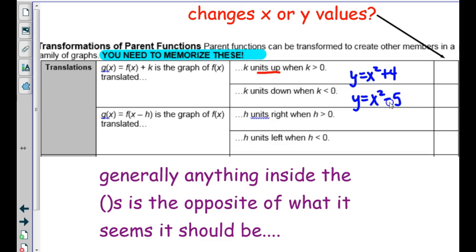Sorry, guys. When you shift something up or down, do the x values change or the y values change in your original ordered pairs? Y values.